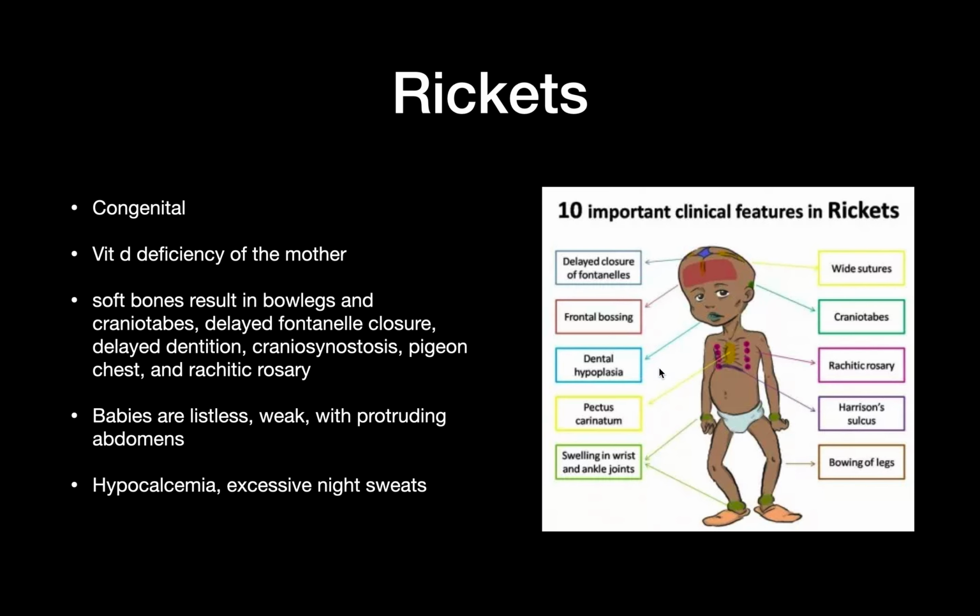They will have a pigeon chest, so the chest will be like the stern of a ship. It will protrude. Rachitic rosary are bumps along the ribs, because in formation, as I described before, the bones are originally a cartilage model, and then eventually it will ossify.